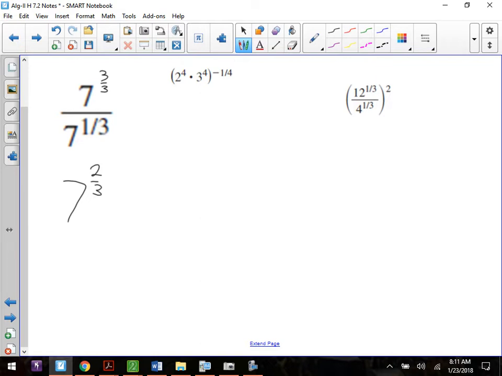So this one you get 1 over 2 to the 4th times 3 to the 4th, all to the 1/4. And then what do I do with that 1/4 exponent? Distribute it in. So what's 1/4 of 4? Okay, 1/4 of 4. So you get 1 over 2 times 3, which is 6.